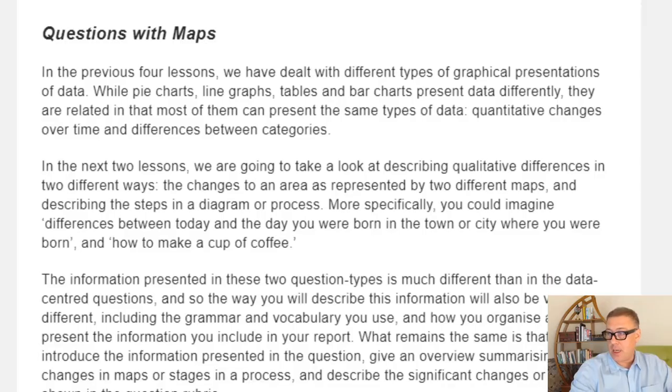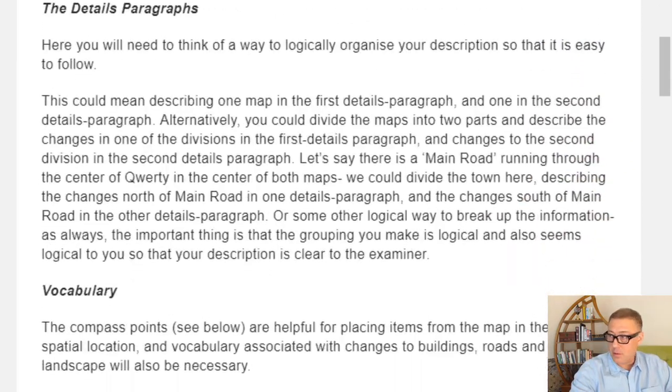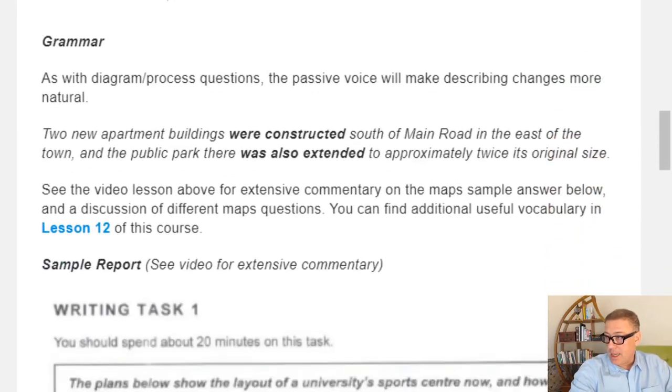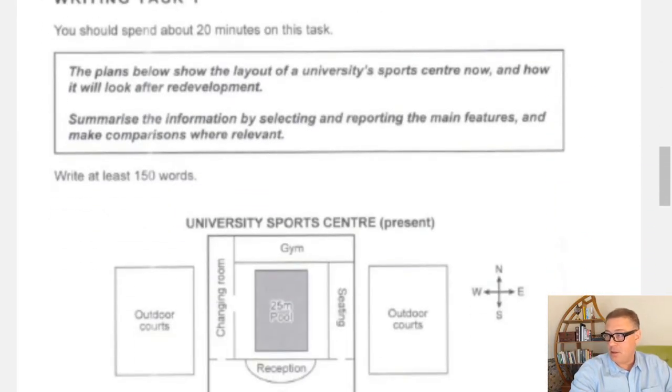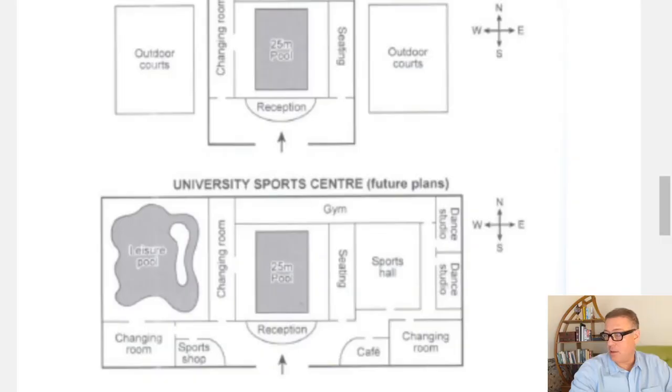Okay, so let's have a look at the specific response, the specific sample answer on the website. So again, there's information here about various aspects of the task. Here is the question. So if you haven't seen this question before, think about how you would answer it. The plans below show the layout of a university's sports center now and how it will look after redevelopment. So the first bit is current, and then the future redevelopment.